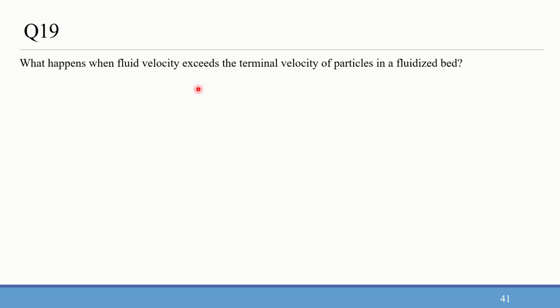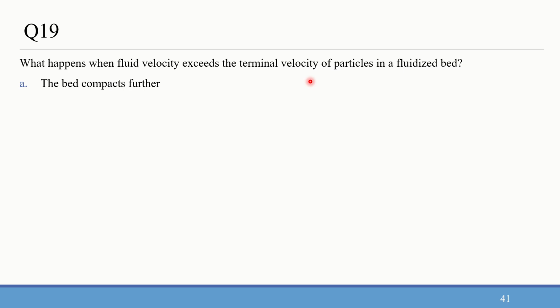And question 19, we have: what happens when fluid velocity exceeds the terminal velocity of a particle in a fluidized bed? So terminal velocity is the velocity at which the particle starts to settle or move back. When fluid velocity exceeds the terminal velocity, what happens? It will carry away the particle. The particles won't be settling anymore. Rather, they will be entrained in the bed. They will be carried by the fluid along with the bed.